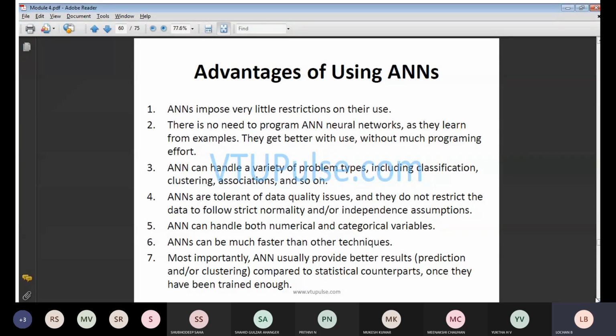ANN imposes very few restrictions. Next, it works faster and it can handle both numeric as well as categorical data.